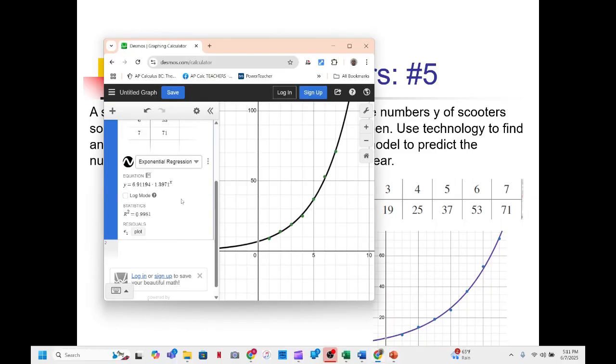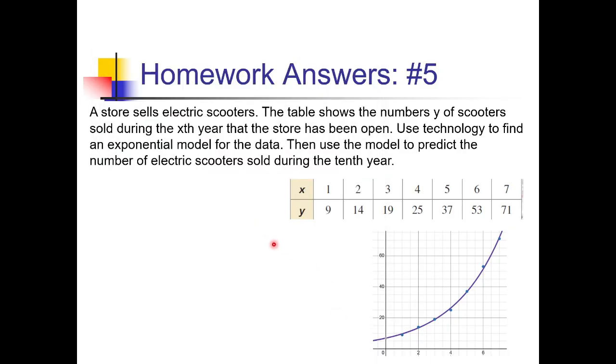They want us to find the model now. So that is this 6.911 times 1.397 to the x that they have in there. And then we're going to figure out, using this, what the 10th year gave us for scooters sold. So we'll plug 10 into all this.